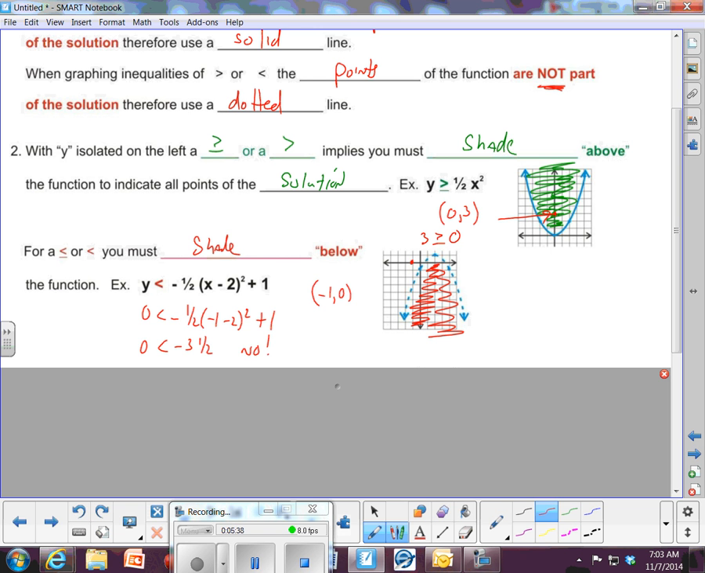No. Again, would I normally do all this? Not at all. There's no need to. If I understand the symbol and understand what it represents, and I've got my variable isolated, and remember, it's got to be isolated on the left-hand side, then less than or equal to means shade below the curve. That's all I need to do. That's going to take care of things. I'll be in great shape. Okay?